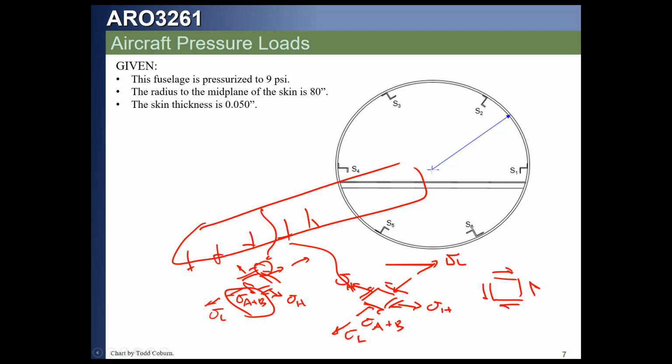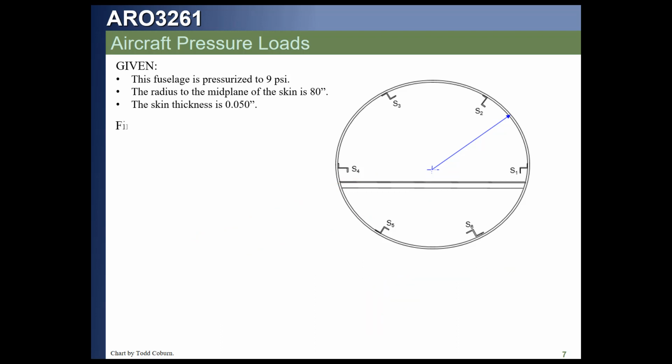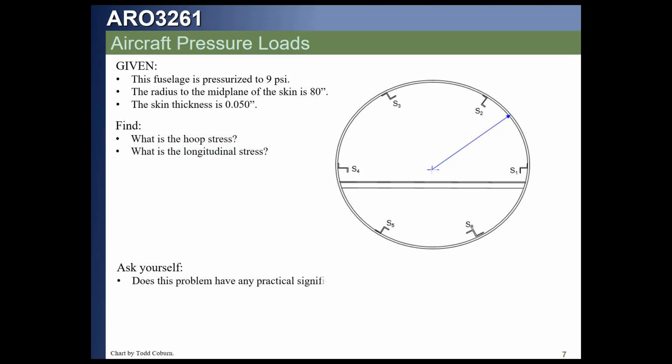So what's our hoop stress for something like this? It's just PR over T. What's our longitudinal stress? PR over 2T. Does this have any practical significance? Of course. This is how a lot of aerospace analysis is done.